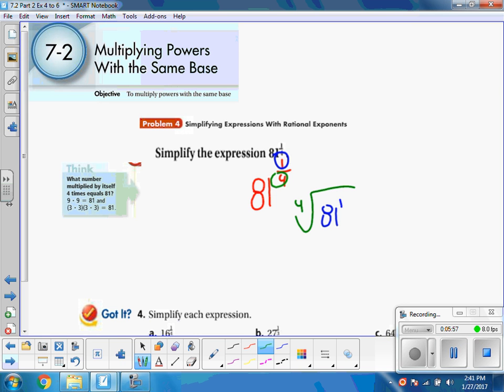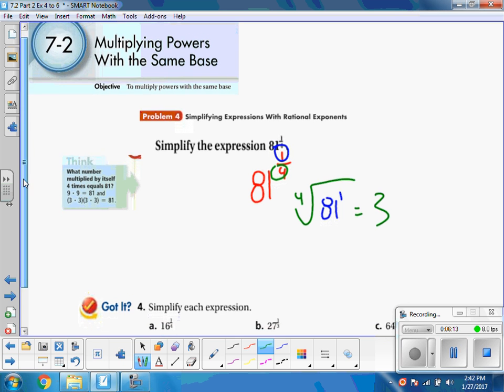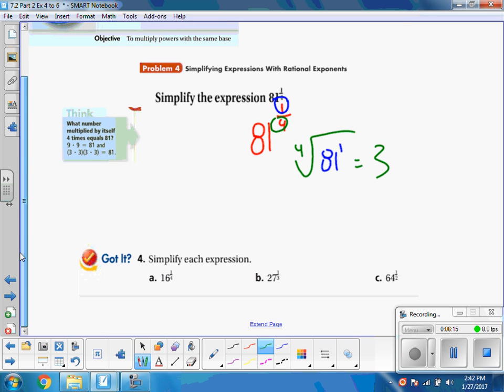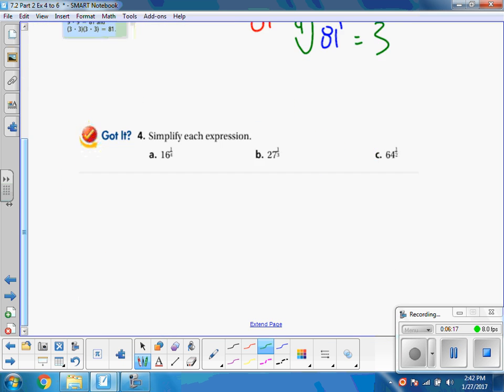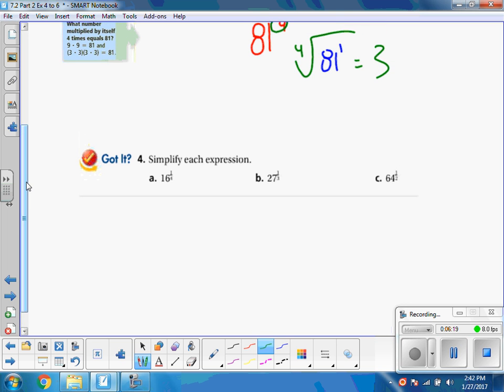So I'm asking myself, what times what times what times what will get me 81? And the answer is 3. Okay, I want you to try with a couple of these. I have some nice numbers here to work with. All right, press pause and you give it a try.